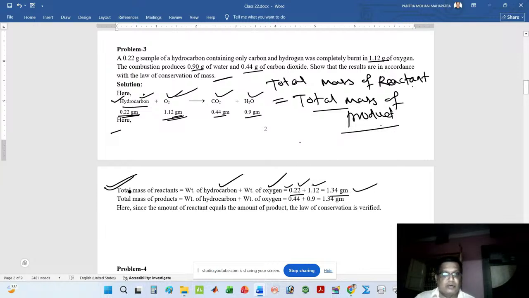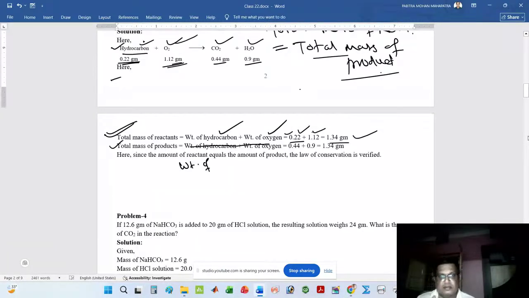Now see the total mass of the product. Total mass of the product means, see, here the sentence is wrong. Your total mass of the product means weight of carbon dioxide plus weight of water. This is the total mass of the product. Weight of carbon dioxide is your 0.44. Weight of water is your 0.9. If you add 0.44 plus 0.9, then you will find 1.34.